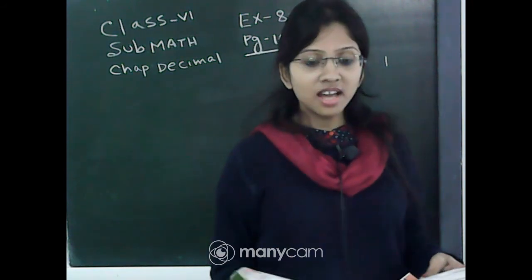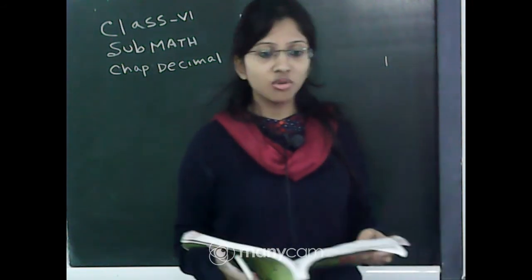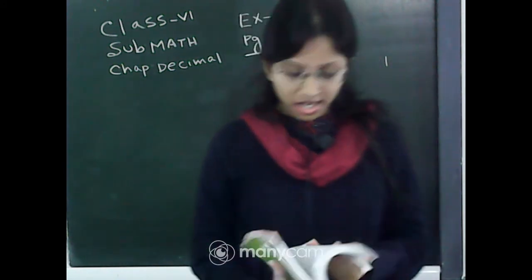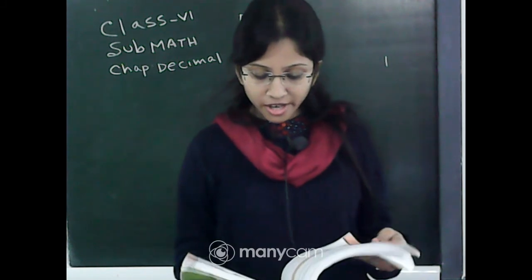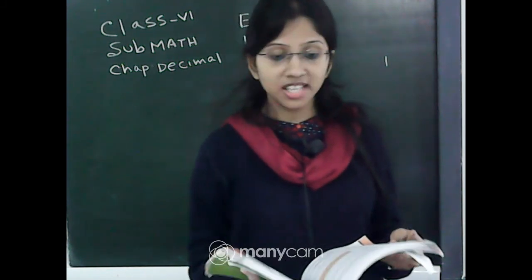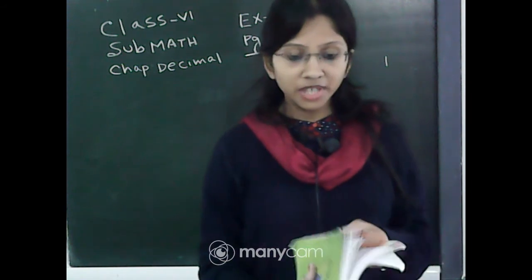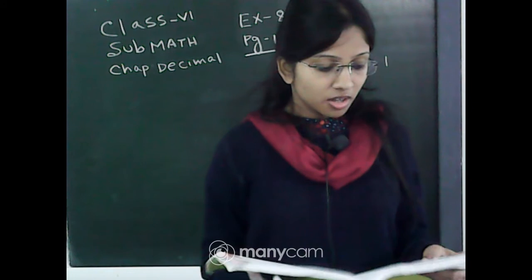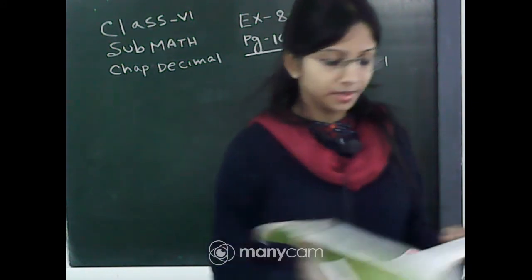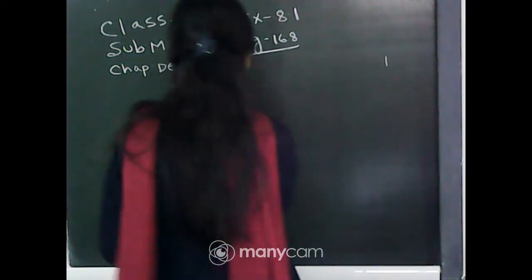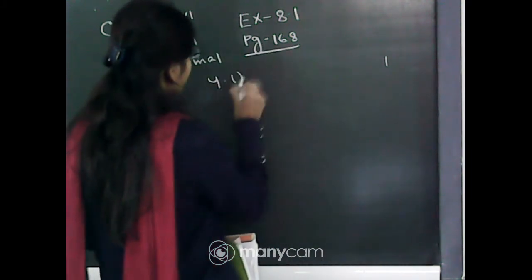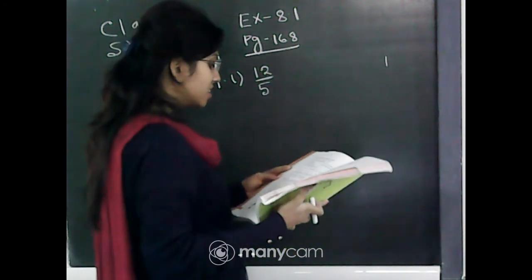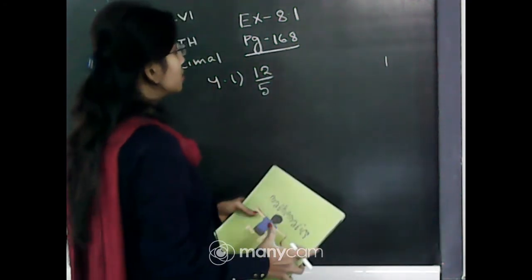In the previous class, we have discussed decimals. In this class, we will do the remaining portions of exercise 8.1. Question number 4i: 12 divided by 5. We will convert this improper fraction into a decimal.